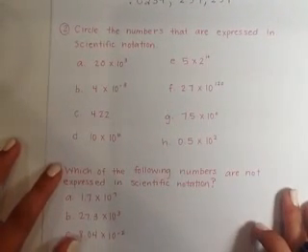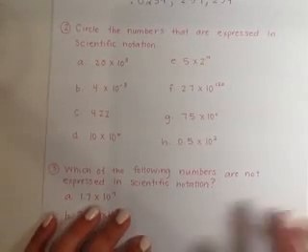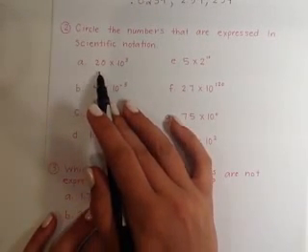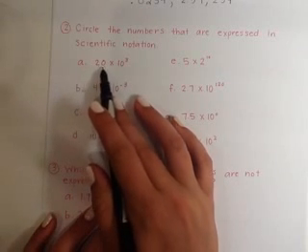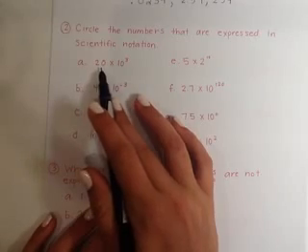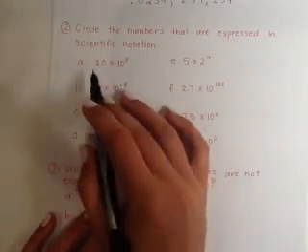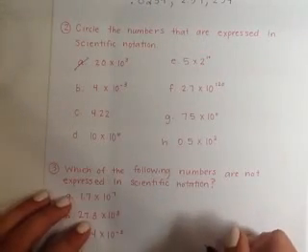All right, number 2, circle the numbers that are expressed in scientific notation. We're just going to go one by one. A is not expressed in scientific notation because the first factor is 20, and I know that it has to be 1 to 10, a number greater than or equal to 1 and less than 10. So A is not in scientific notation.